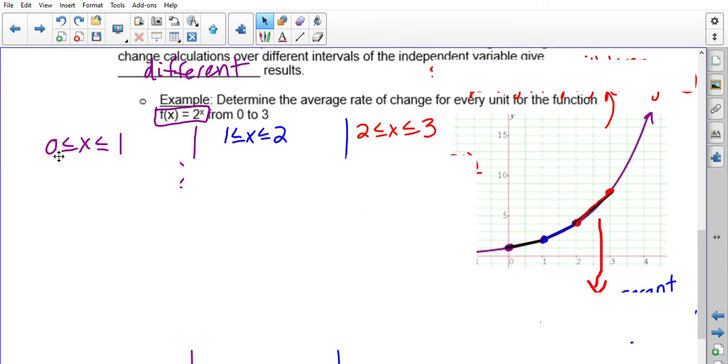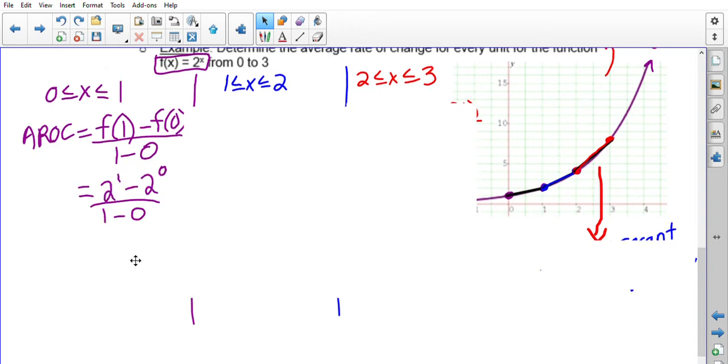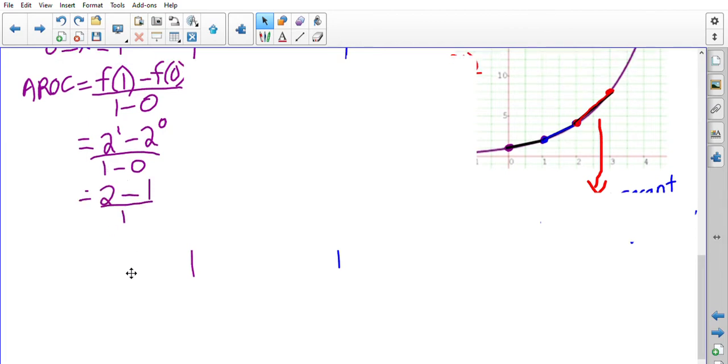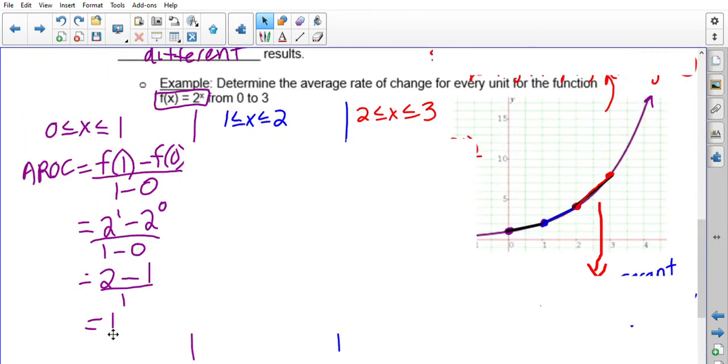So let's find the AROC from 0 to 1. You can just sub the 1 and the 0 into the equation, or you can go to the graph and see what the number is there too, so you have both options. It's going to be f at 1 minus f at 0 all over 1 minus 0. So that's 2 to the 1 minus 2 to the 0 divided by 1 minus 0, which is 2 minus 1 divided by 1, and that leaves us with an AROC of 1. Notice it's not a word problem, so we can't really put a unit per unit. We're just reading this as 1.